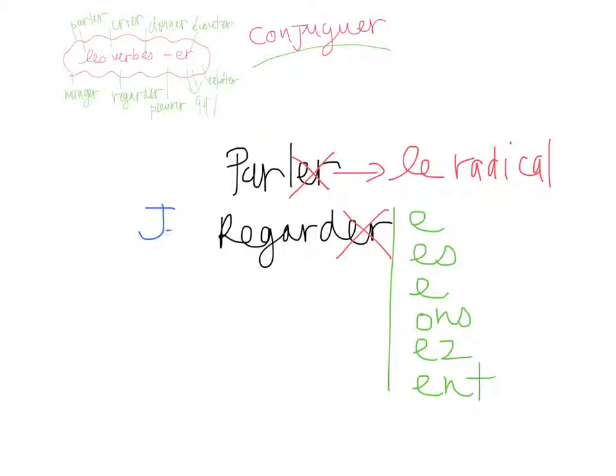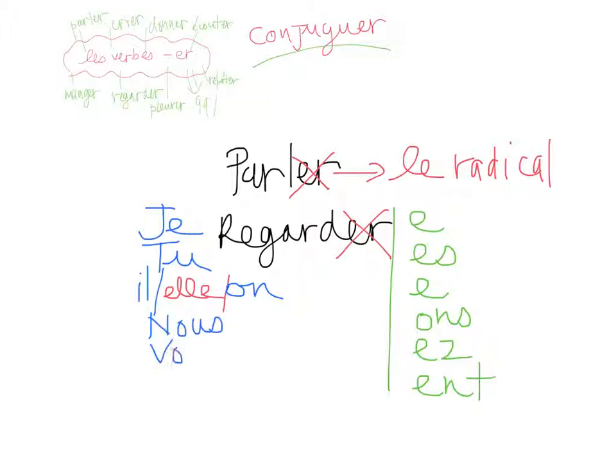You will add the first one for je, the second one for tu, the third one for il, elle, and also on, which means we or people. You're going to add this for nous, vous, ils with S, and elles with S.